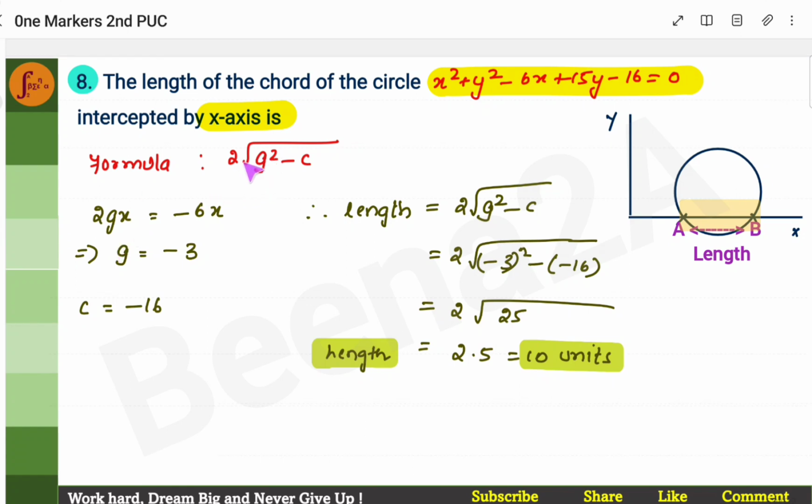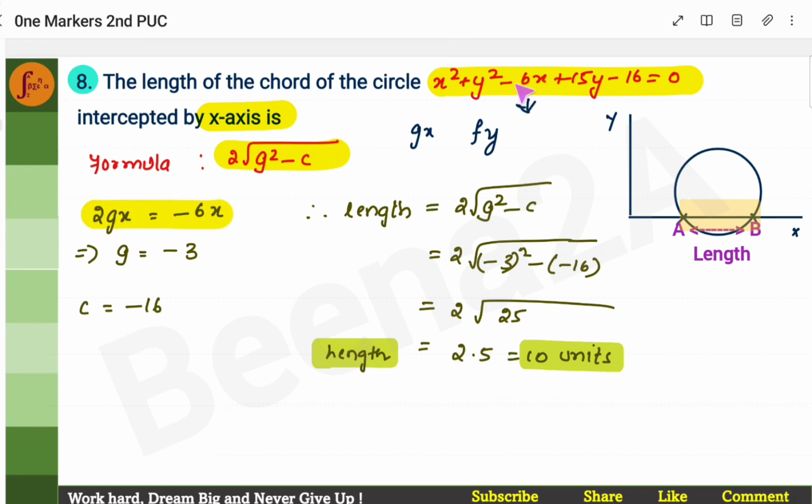Now the formula is x-intercept is 2 root of g square minus c. Because it's the x-axis, you will only have g. Remember, g represents x, f represents y, right? In the general equation, you will have 2gx and 2fy, right? So g represents x. Since it's intercepted by x, you will have g. G square minus c. You will get g from this, right? This is equal to 2gx is minus 6, right?